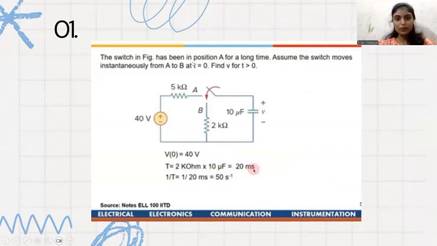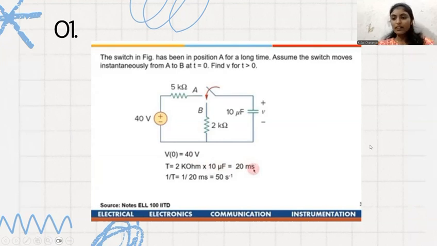The switch has been in position A for a long time. Assume the switch is moving internally from A to B, and find the voltage for t is greater than 0. Now we can find the diagram here. The V is the 40 volt power, and V is equals to theta by 4 volts. T is equals to 2K ohm into 10 in the microfarad, 20 meters from everything.